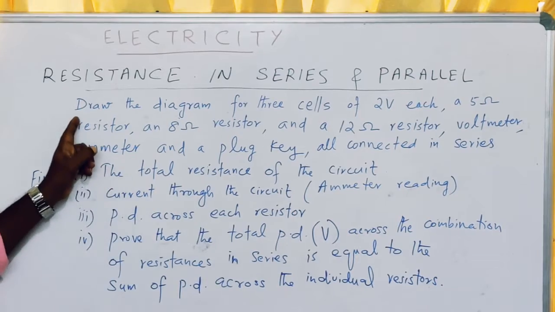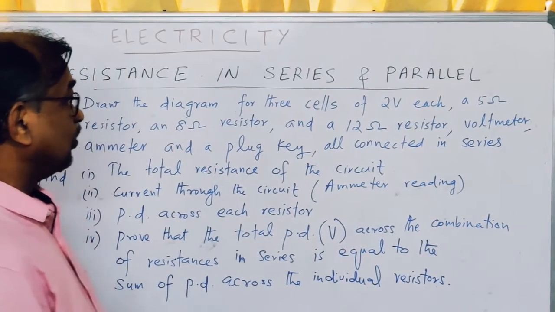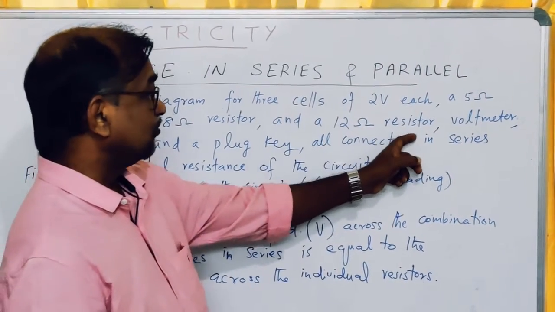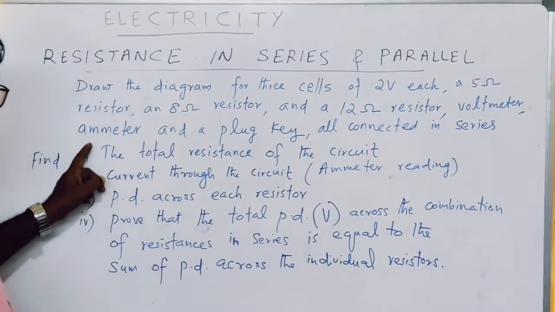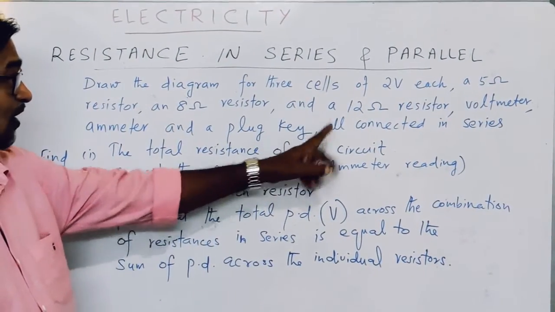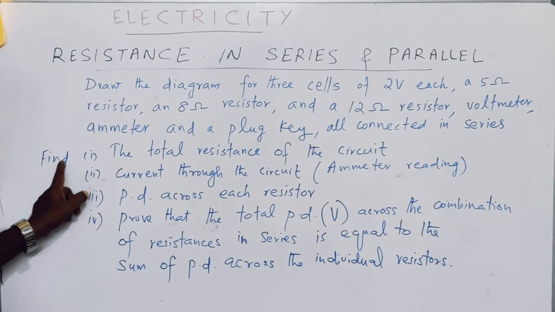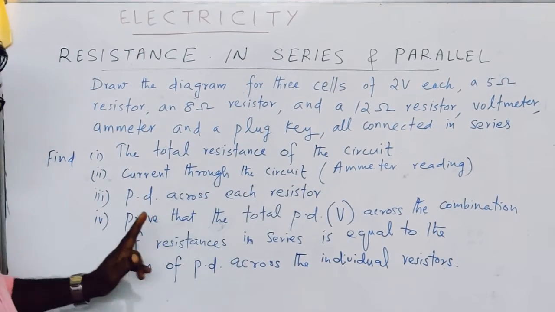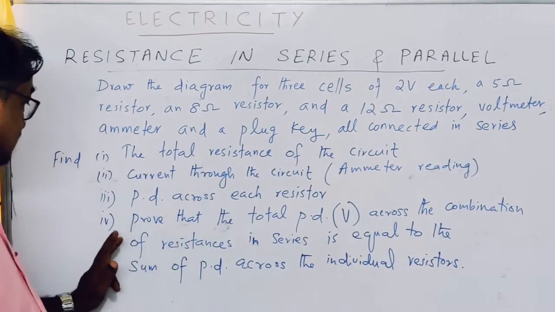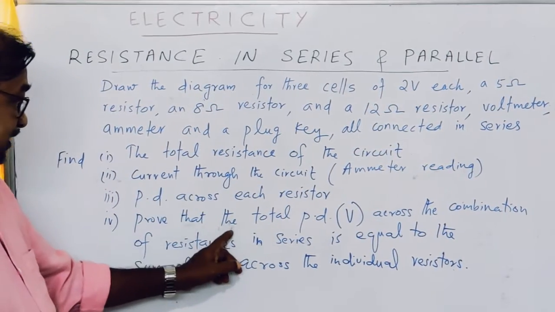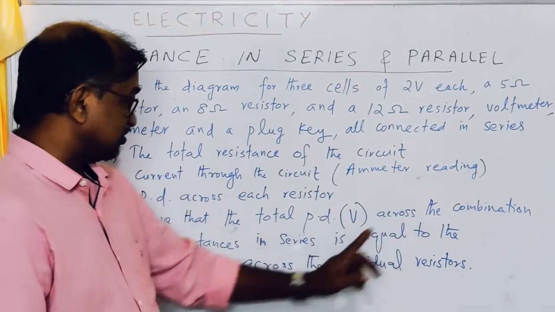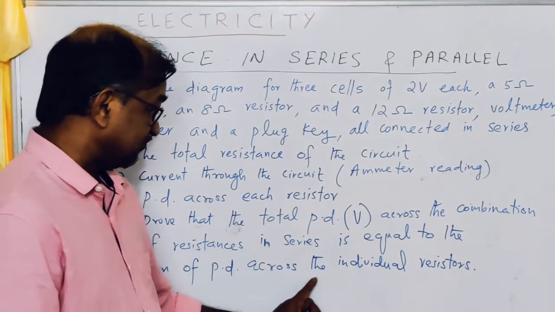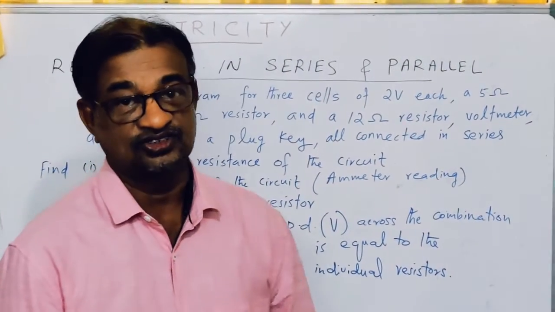You just consider this problem. Draw the diagram for 3 cells of 2 volt each, a 5 ohm resistor, an 8 ohm resistor and a 12 ohm resistor. Then a voltmeter, ammeter and a plug key, all connected in series. Then we have to find the total resistance of the circuit, the current through the circuit, that is the ammeter reading, then PD across each resistor. Then we have to prove that the total potential difference across the combination of resistances in series is equal to the sum of potential difference across the individual resistors.